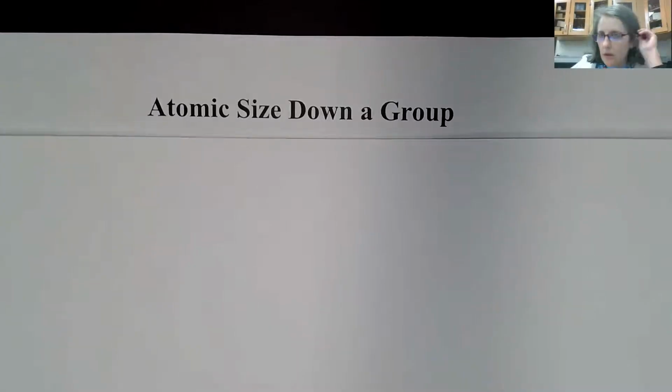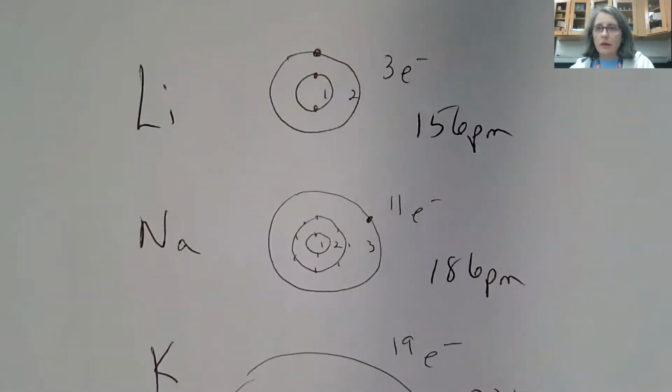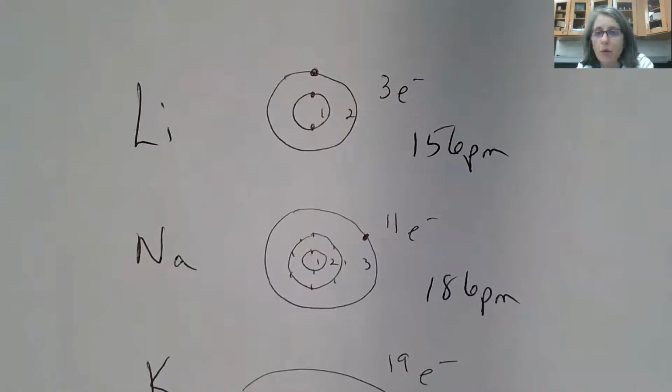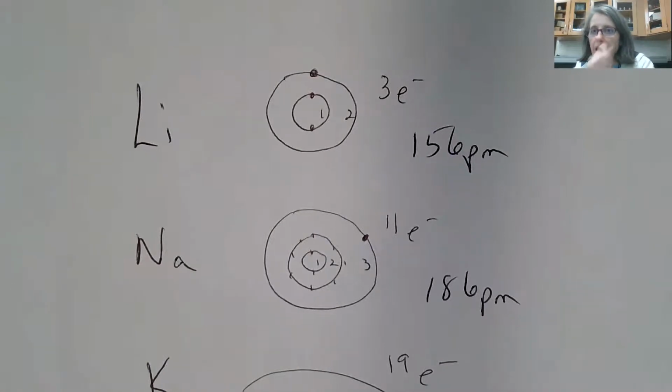So this video is going to go over atomic size and the trend that we see. We're going to look at atomic size according to group, so going down a group, and then going across a period. For this discussion, please note we had already talked about the Bohr model, to use as our way of visualizing something we can't quite see.